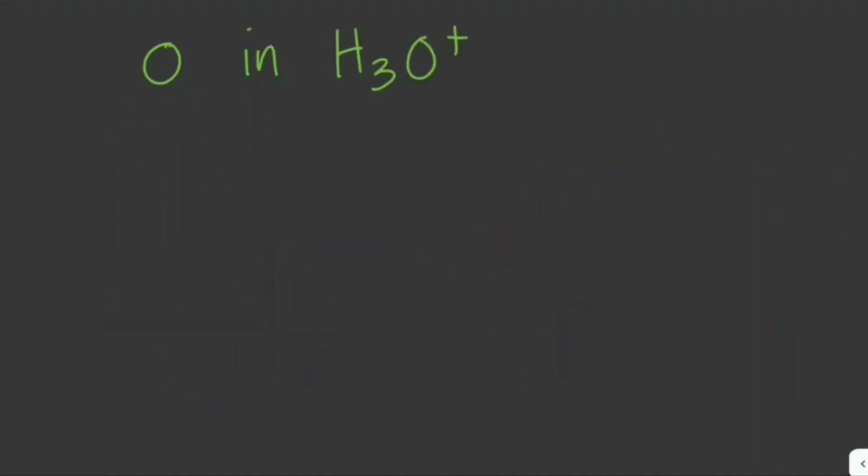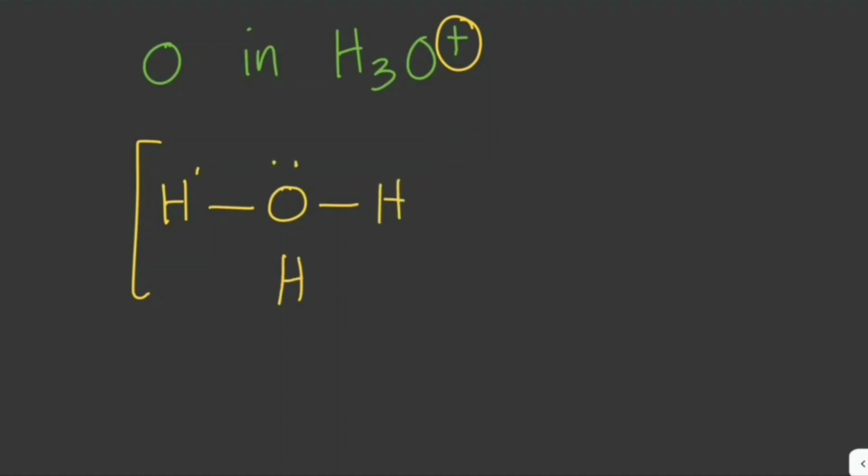How about this one? What is the hybridization of oxygen in H3O+? H3O+ is the hydronium ion. So we need to draw its Lewis structure first. We have a plus here, so that will be outside oxygen, our central atom. Oxygen has 6 valence electrons, and we only have 3 hydrogens there. We'll be left with 1, 2, 3, 4, 5, and 6.